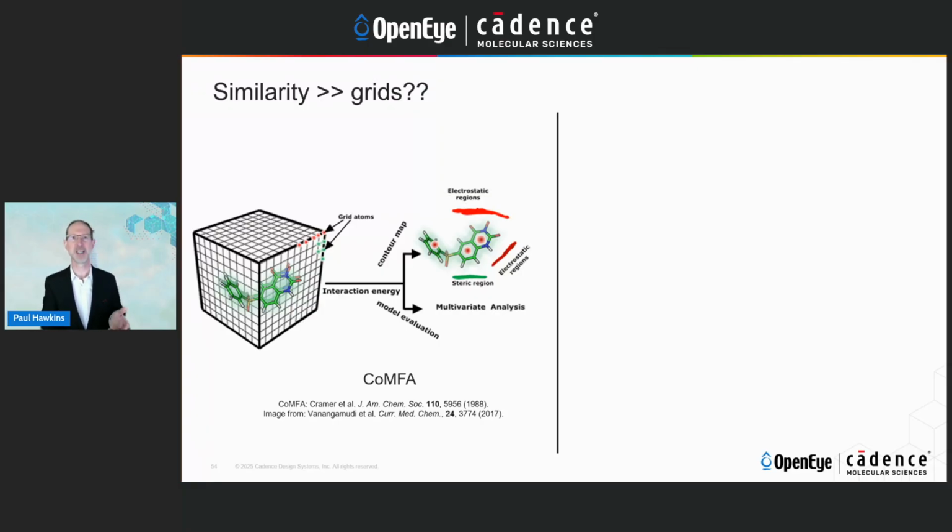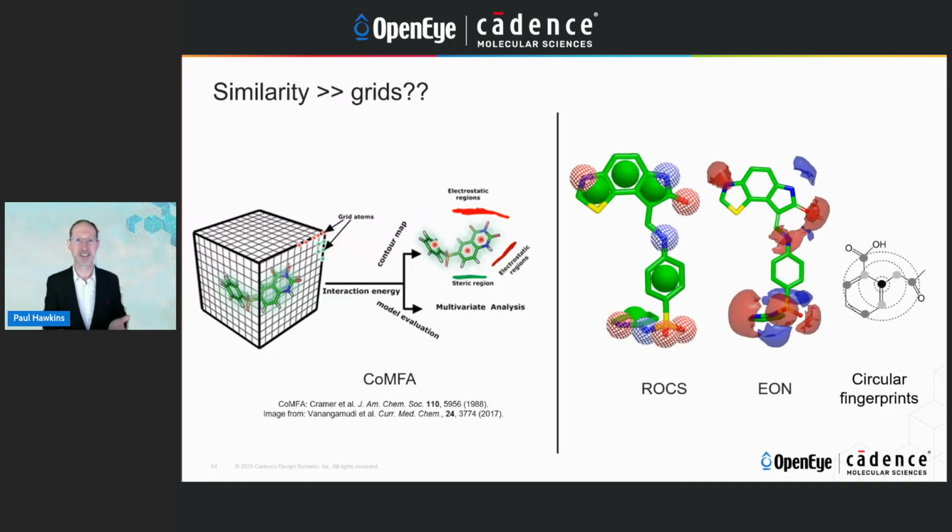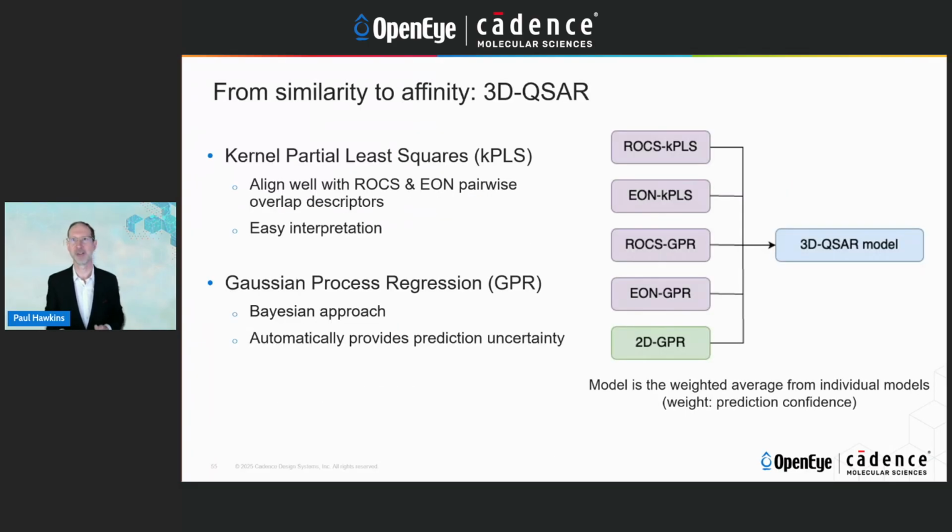So we thought, well, could we use a simpler way to assemble a data matrix for statistical analysis? And we decided we'd just look at a much simpler approach, which is the similarity between the molecules in the training set, where we're looking at similarity from ROCS using shape and color, from EON using shape and electrostatics, or boring old graph similarity. So we compute matrices of similarities, and we pass those into a couple of statistical methods, KPLS, the same statistical method used in CoMFA, and Gaussian process regression. We'd end up with 2 models and 2 sets of 3D similarities plus a 2D model. We then pass all 5 into a consensus, and that's the prediction from 3D QSAR.